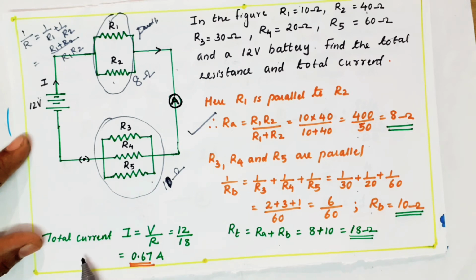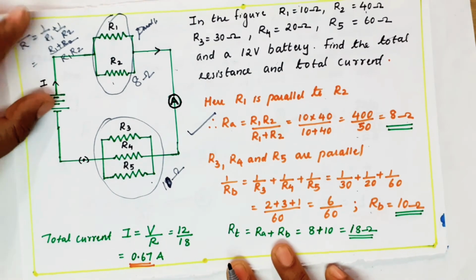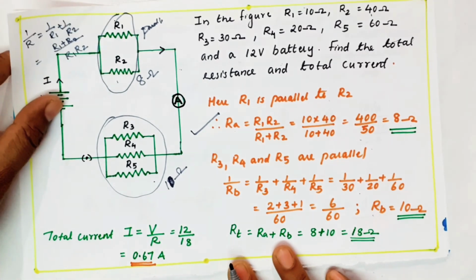Next question, simple. Find current. Ohm's law, I equals V by R. What is your V? 12. So 12 by 18. What is 12 by 18? 0.67 ampere. Clear?